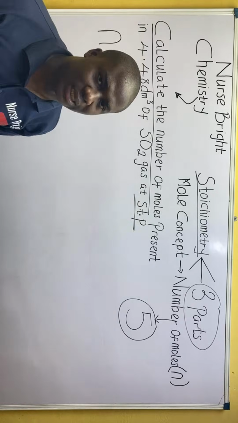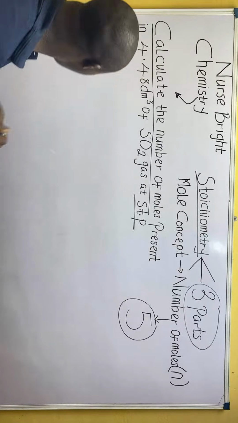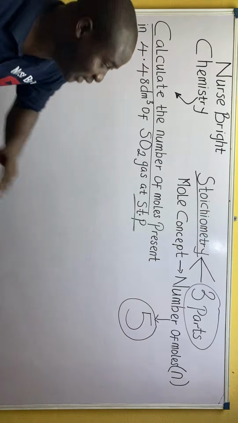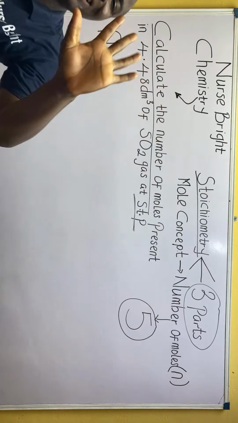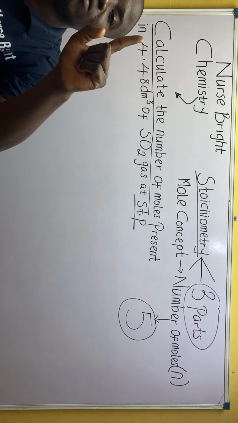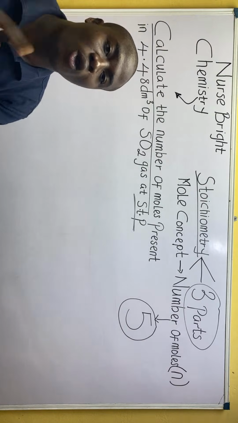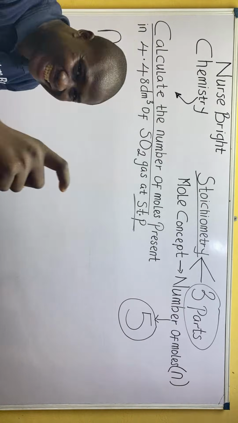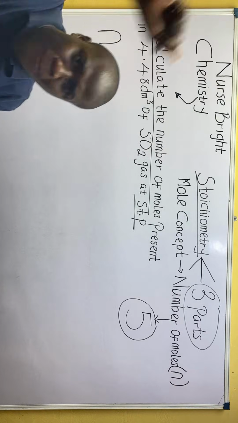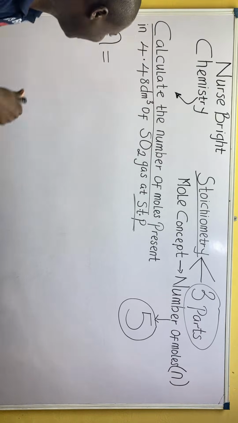Now let me tell you guys something. There is a formula for number of moles. I told you already that number of moles is symbolized as N, and it has 5 formulas. I'll just give us 1 out of the 5. There is a formula for number of moles that exists at STP, which is standard temperature and pressure. That formula is simply this.